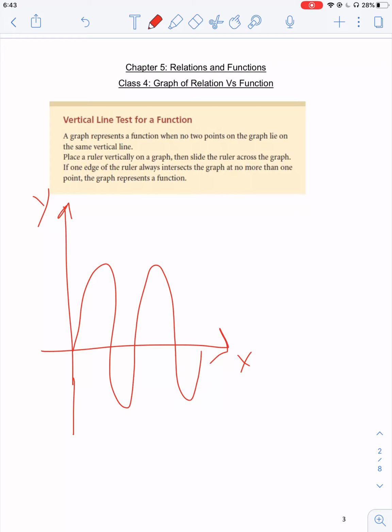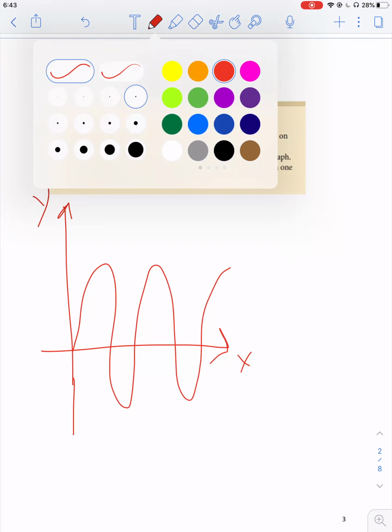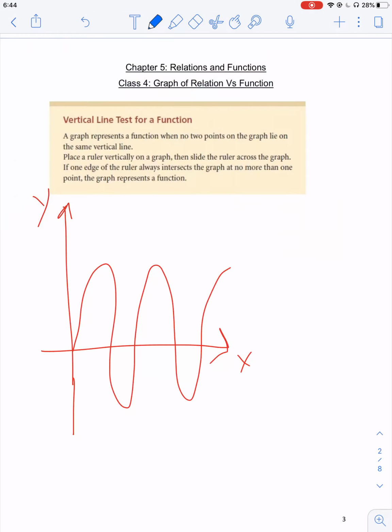This is what you will do in 30-1. I know it looks complicated, but don't worry about it. It will make more sense when you do 30-1. Now my question to you is, is this a function or not? One way to check if it's a function is to draw a vertical line.